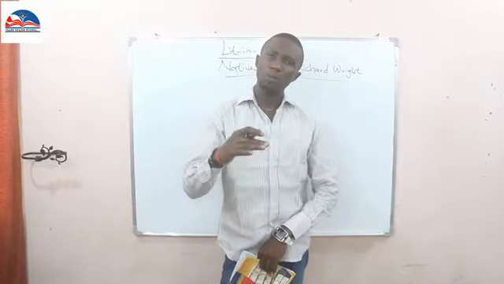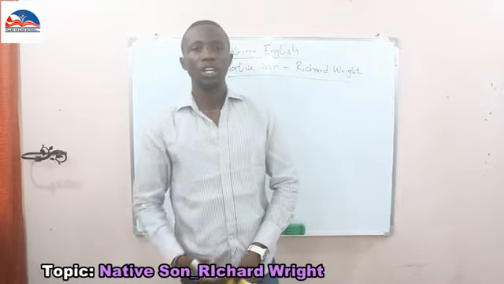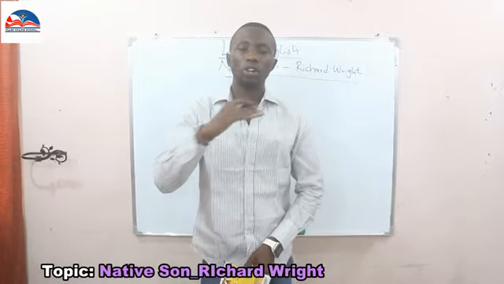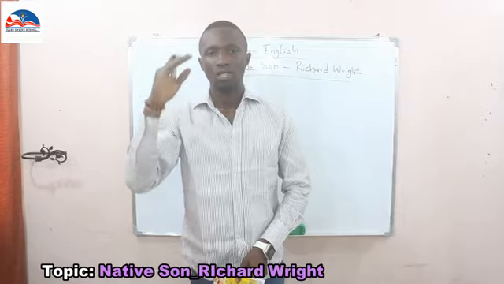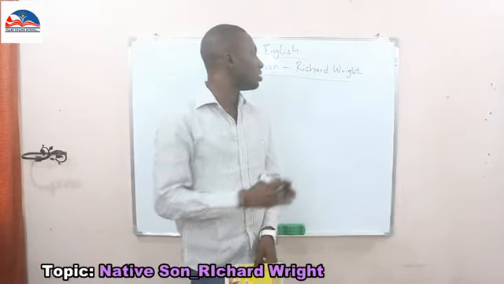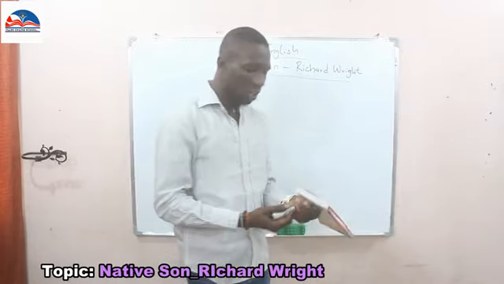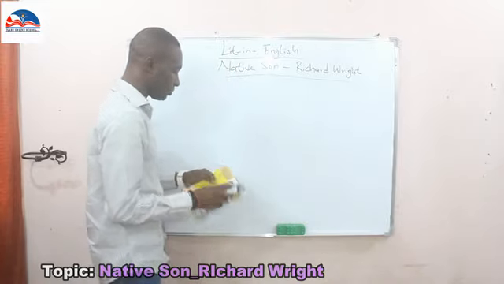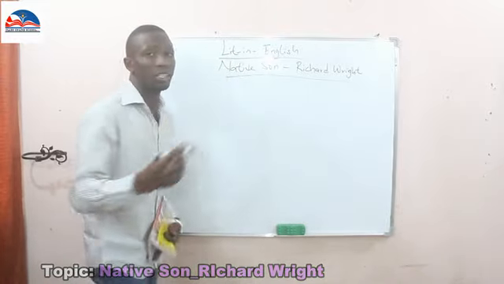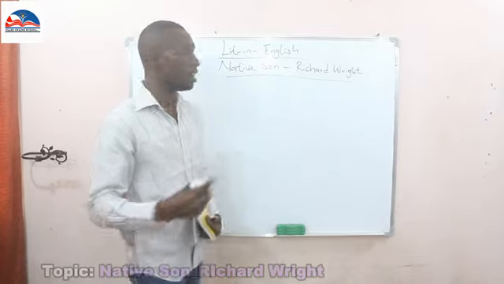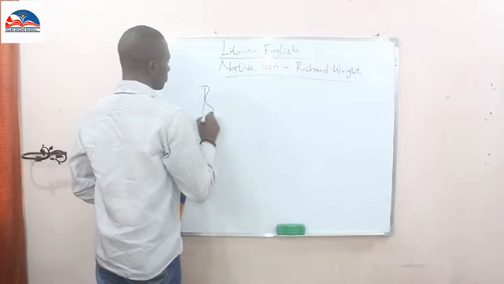But today, we're going to be looking at the narrative proper. We're going to be looking at all the intrigues, all the dramas that led to the murder of Mary Dalton, in Native Son. And initially, we introduced you to a very notable character. In fact, he is the main character in this work of art. And we said his name is Bigger Thomas.